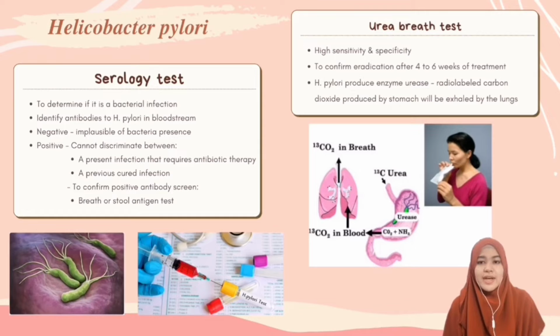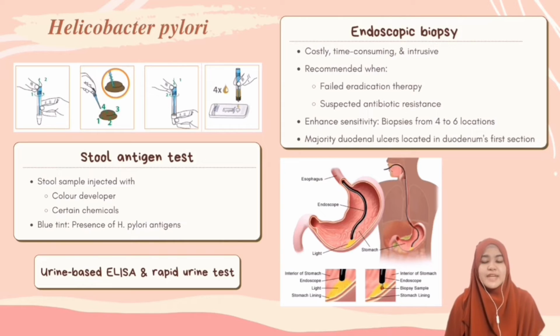Other than that, the urea breath test has high sensitivity and specificity. It may be used to confirm eradication after 4 to 6 weeks of stopping treatment. In the presence of urease, an enzyme produced by Helicobacter pylori, the radiolabeled carbon dioxide produced by the stomach is exhaled by the lungs. Other than the two previously mentioned tests, stool antigen test, urine-based ELISA, rapid urine test, and endoscopic biopsy can also be done.